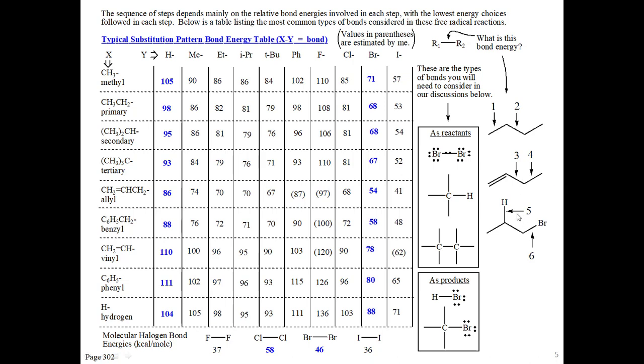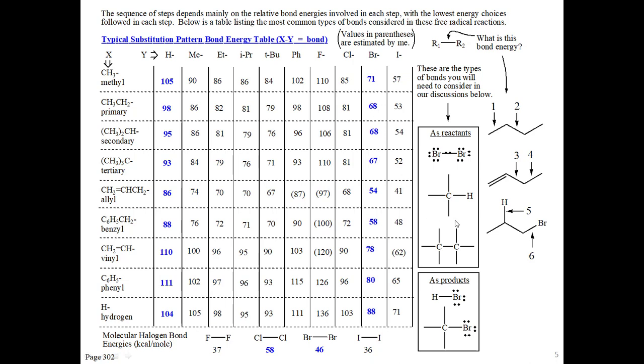And just another couple bonds here. If I have a CH right here, I'd have to decide what kind of carbon. I see 2 carbons attached. That's a secondary carbon. So I'm looking for a secondary carbon. That would be isopropyl. Attached to H, that would be 95. Okay. And then if I look at this, this is a primary carbon attached to bromine. So here's bromine, primary would be right here, that would be 68 kcal.